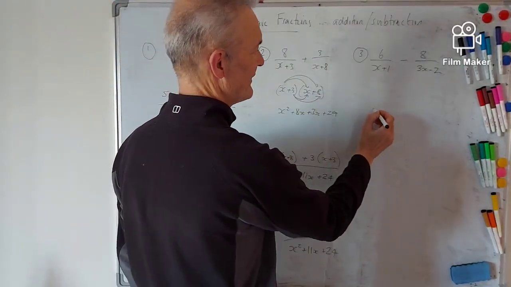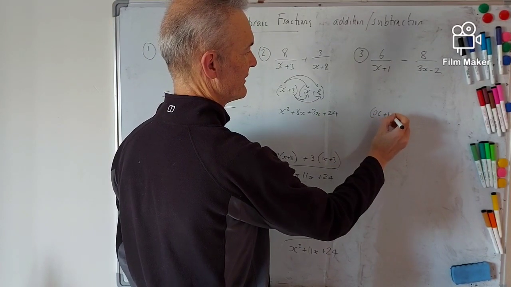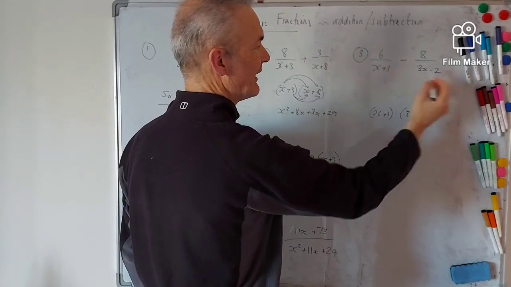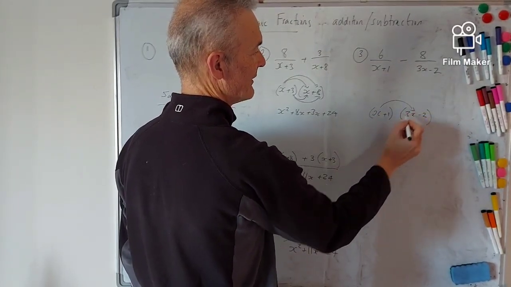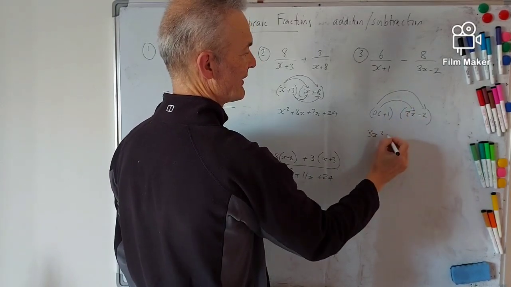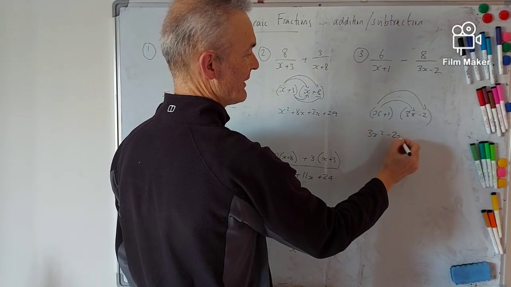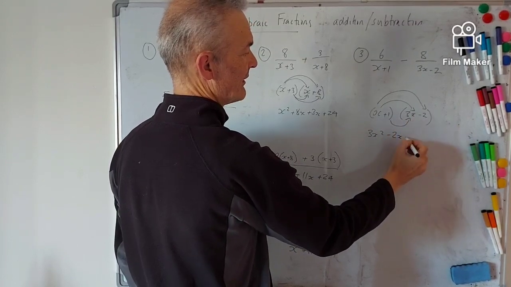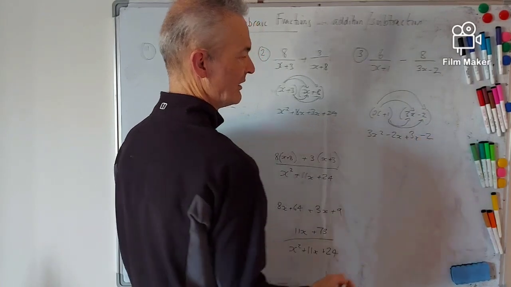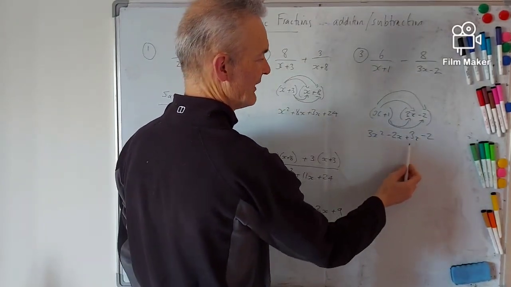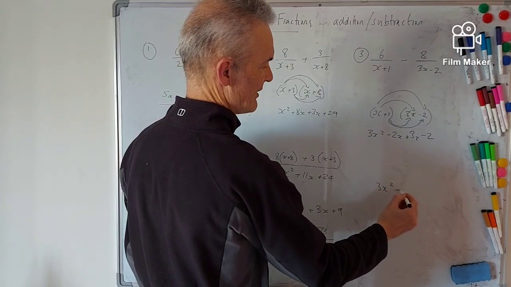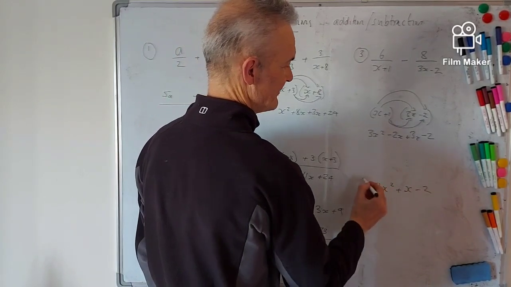So again, to get the denominator, we're going to multiply these two together. So we're going to do, that's going to be 3x squared, that times that. That's going to be minus 2x plus 3x and minus 2. And again, we can combine the middle terms here. So our denominator is going to be 3x squared plus x minus 2.